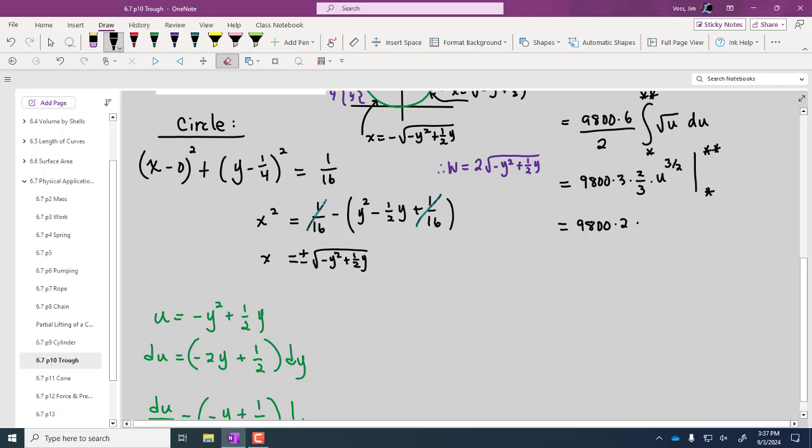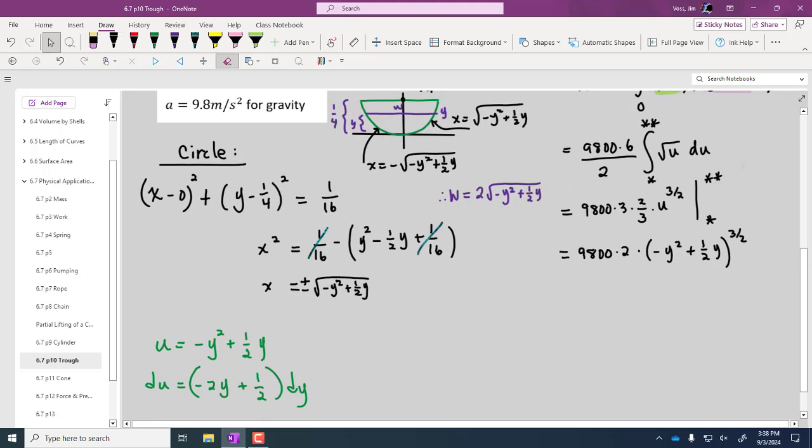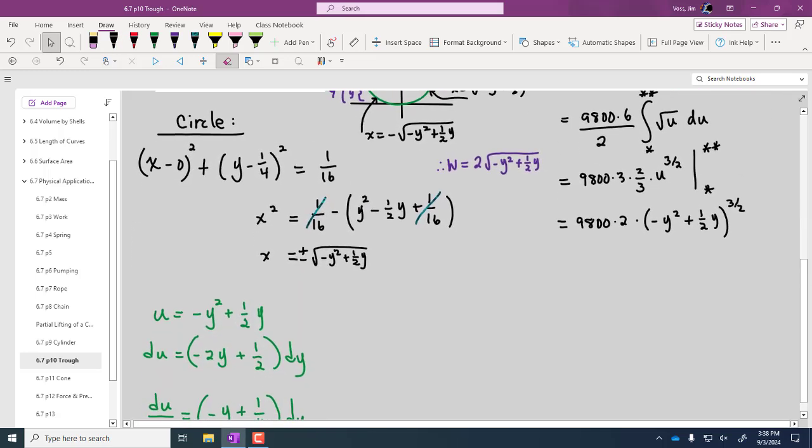And now we have to go back. Since we're not going to use u limits, we're going to go over here and say, oh, well, u is equal to that, minus y squared plus 1/2 y. All that's raised to the 3/2 power. And we go to our y limits, which were 0 to 1/4.